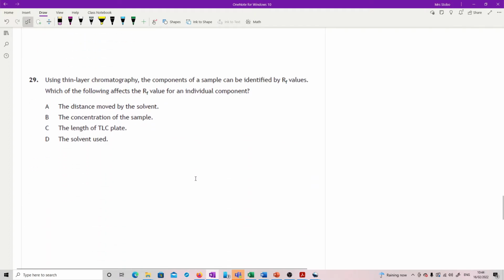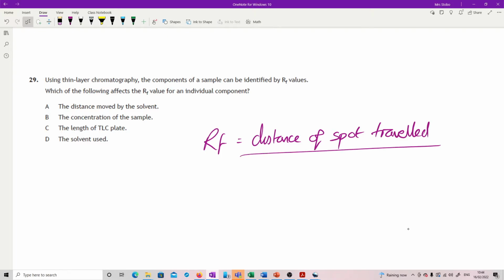29. Using TLC, the components of a sample can be identified by RF values. Which of the following affects the RF value for an individual component? So RF, being absolutely clear on this one, okay, so this is the distance of, what are we saying, spot, whatever the spot is, travelled, divided by the distance of solvent front travel. So basically the maximum point the solvent has got to. Okay, so which of the following affects the RF value for an individual component?